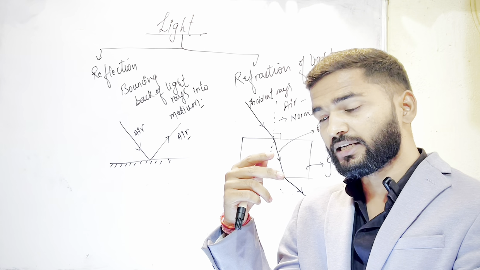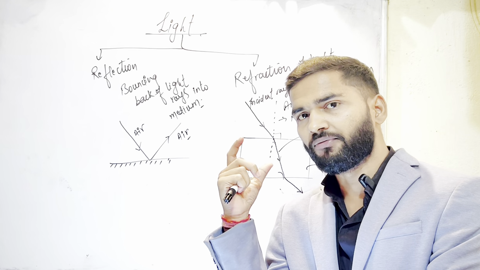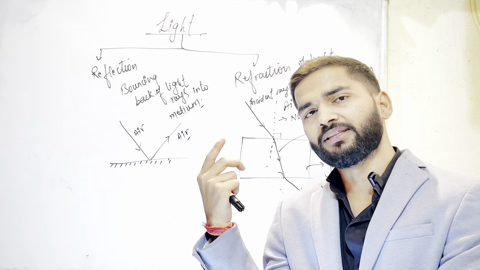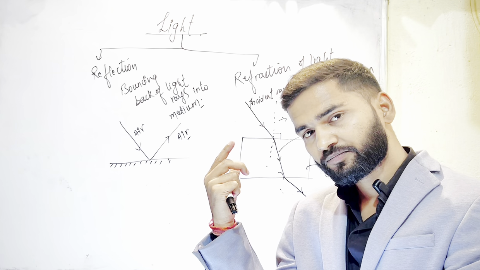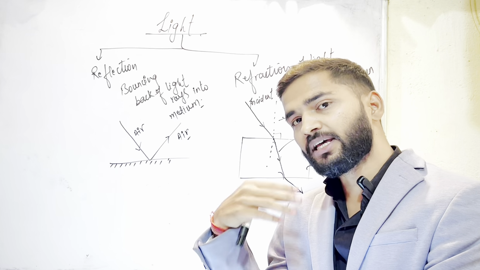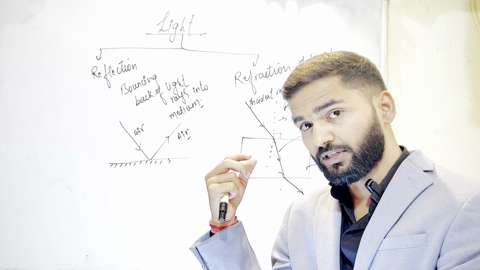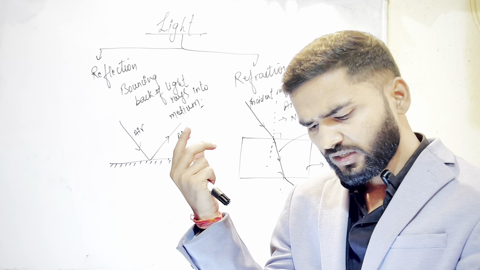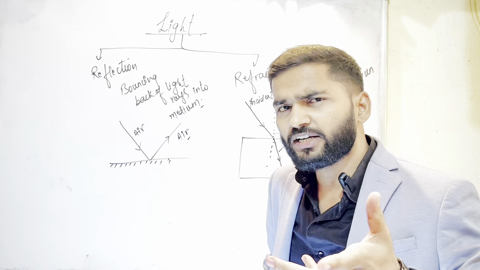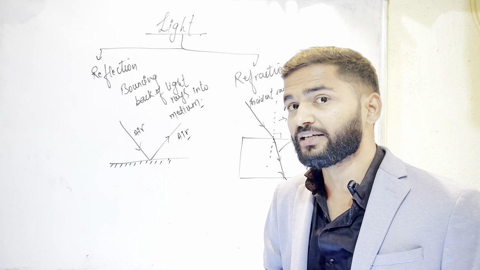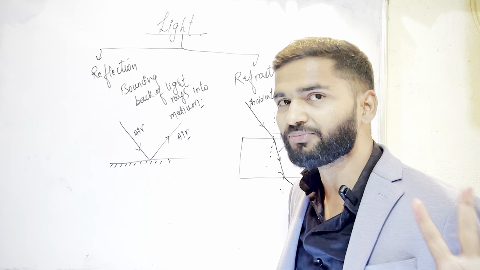And the second thing that I told about light is that it is a form of energy. What does it mean? It means light has the tendency to work. Light has the ability to work. Which type of work is done by light? As you know, photosynthesis. Photosynthesis is carried out in the presence of light. It means light has the tendency to work.